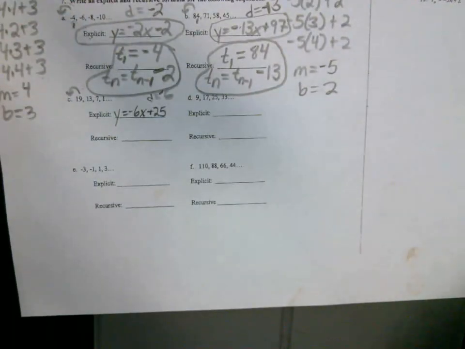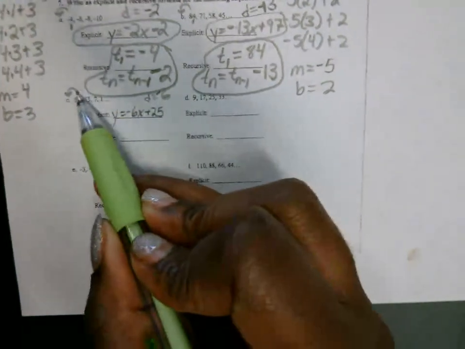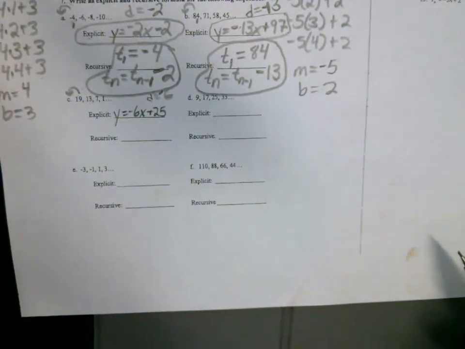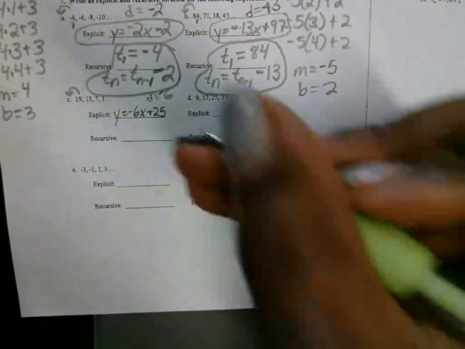Raise your hand if you got that right. Perfect. Because we went backwards. You got it? Now you know you have to work backwards to see what the number was before the first number. Okay? You got it? All right, so now recursive.